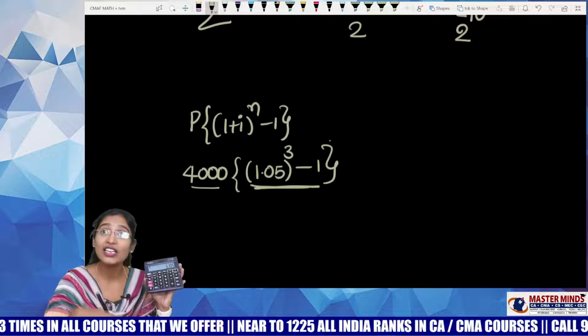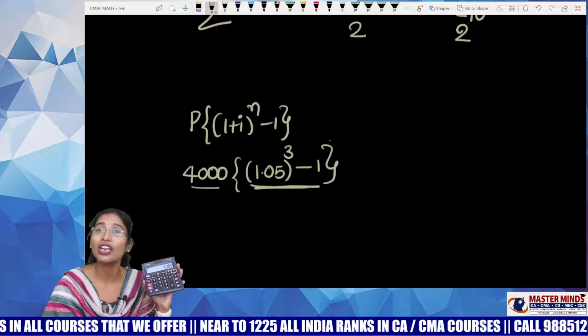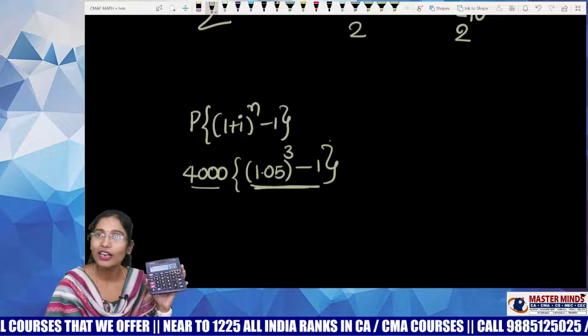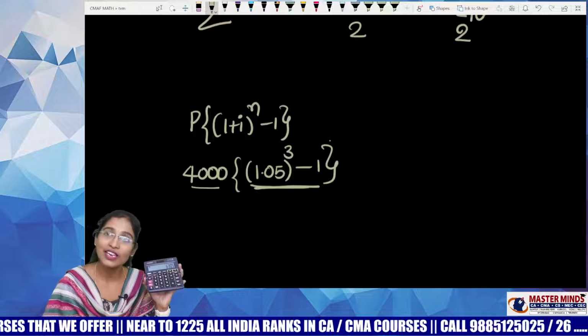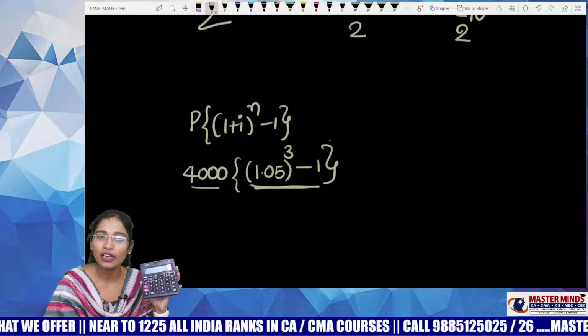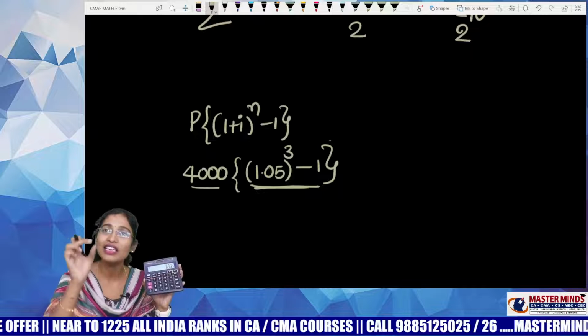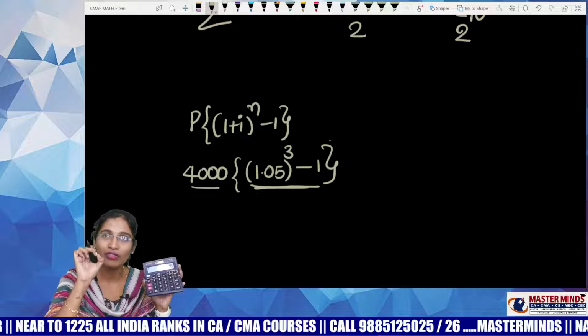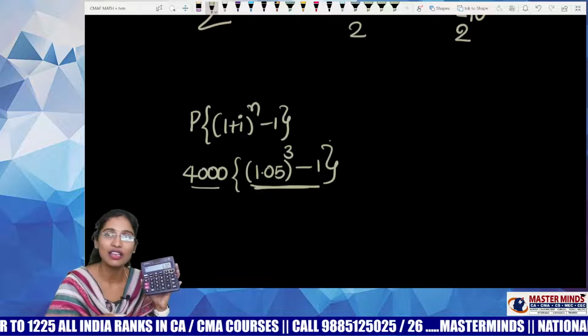Whatever is there inside of the bracket, whatever is the complex part, complete that complex part first and then perform the remaining calculation. Don't perform any single value every time. Don't start off with a single value.